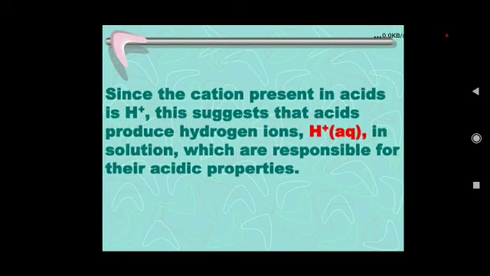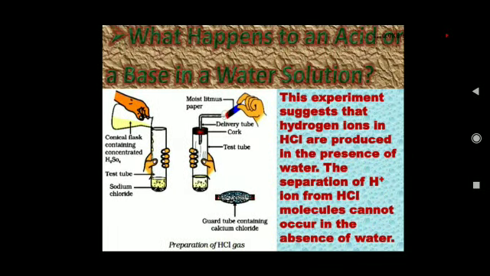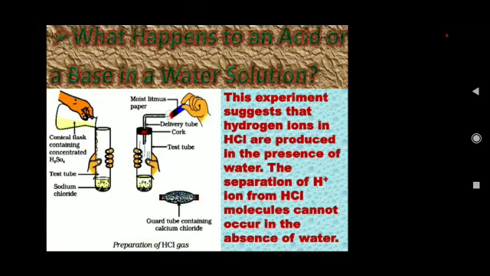Since the cation present in acids is H+, this suggests that acids produce hydrogen ions, H+, which are responsible for their acidic properties. This experiment suggests that hydrogen ions in HCl are produced in the presence of water. The separation of H+ ions from the HCl molecule cannot occur in the absence of water. In this activity, we have used guard tubes containing calcium chloride. Calcium chloride absorbs moisture.